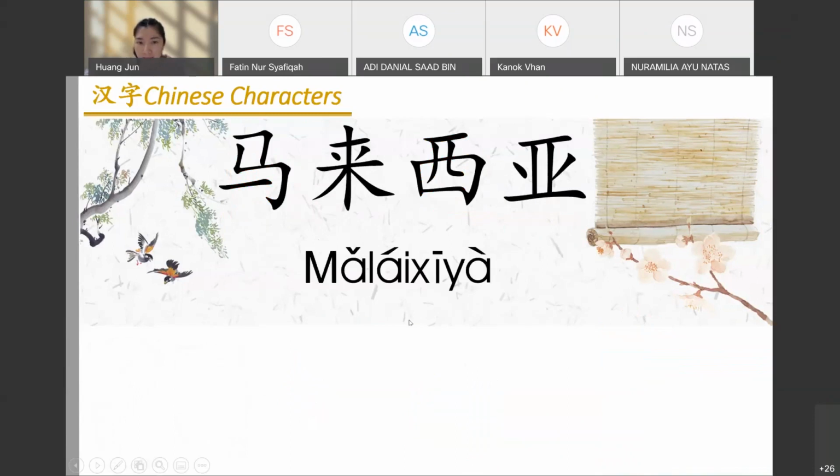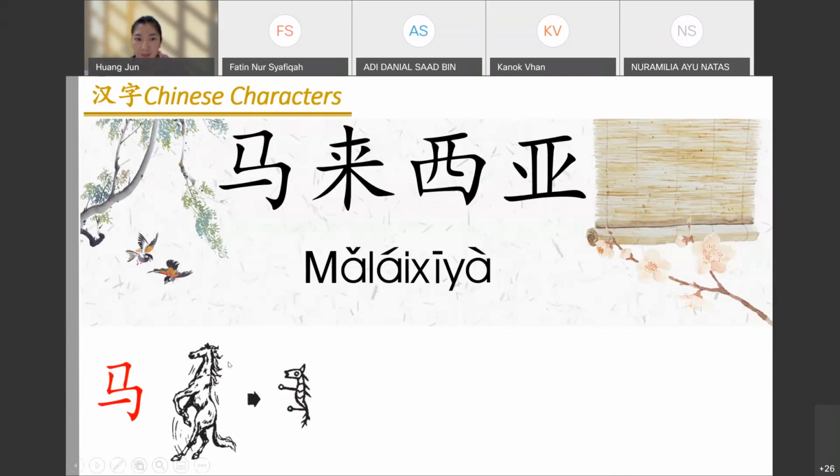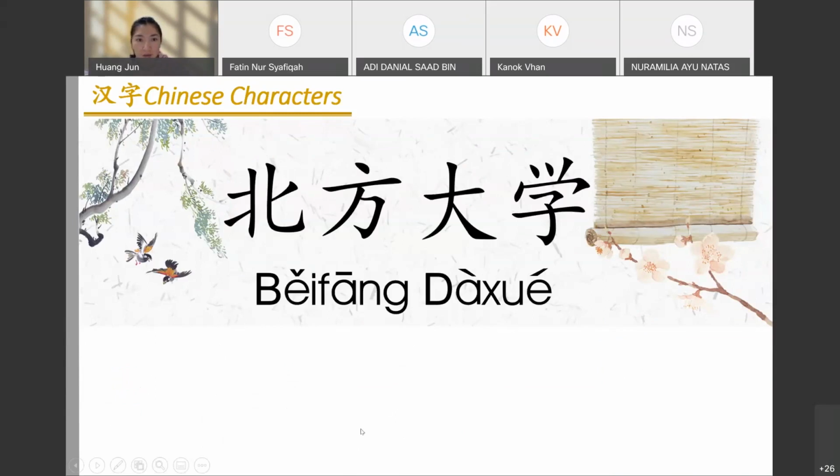Then the next word, 马来西亚, is the name of your country. It has 4 Chinese characters. We start with the first Chinese character, 马, which means horse. It's this kind of animal. Then 马来西亚北方大学, together, means UUM. 大学 means university. 北方 means Utara.